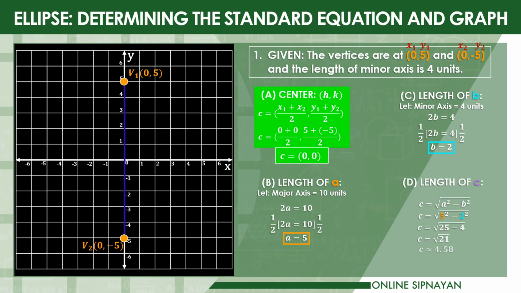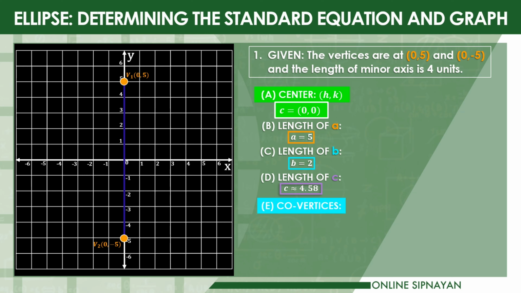Then we will get the square root of 21, and we will have the approximate length of c, which is 4.58. Now, let's get the points of the co-vertices. From the summary table, case number 2, we'll have co-vertex 1 at (b, 0). So we're just going to substitute the length of b, which is 2. We'll have co-vertex 1 at the point (2, 0). Next is co-vertex 2, which is at (negative b, 0). Substitute b, and we'll have co-vertex 2 at (-2, 0).